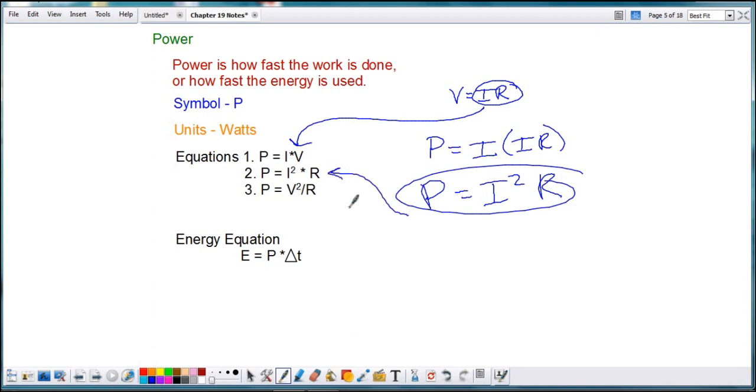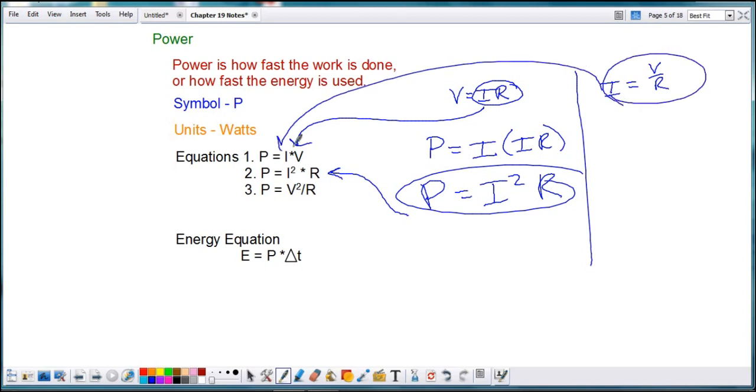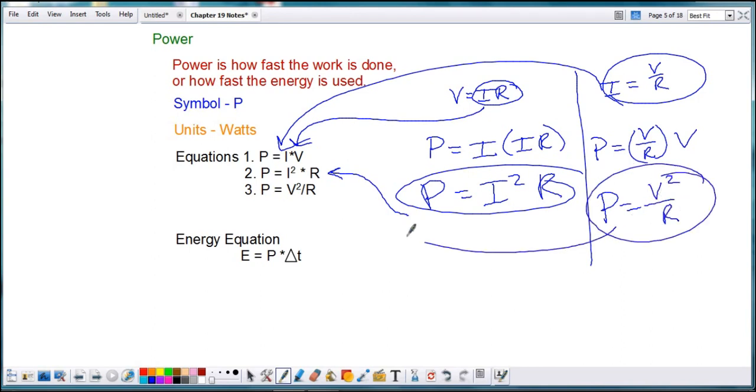Equation number 2. If we want to get this equation, first we have to solve Ohm's law for current. So current is equal to voltage divided by resistance. Just divide both sides by resistance. Substitute this into our equation, and we get power is equal to voltage divided by resistance times voltage. So power is equal to voltage squared over resistance. And that is our third equation.